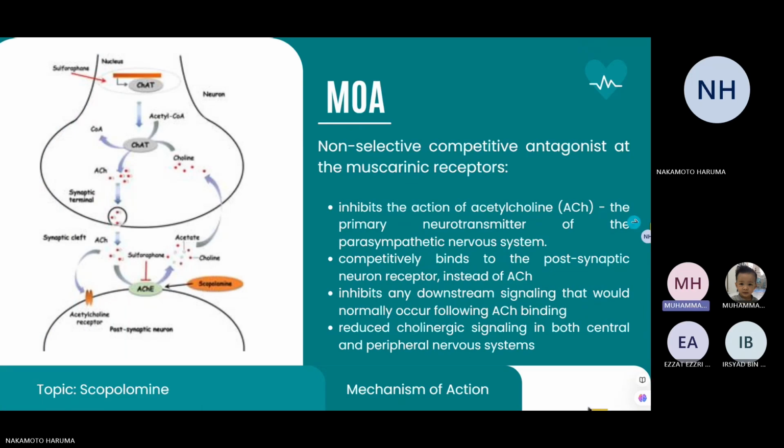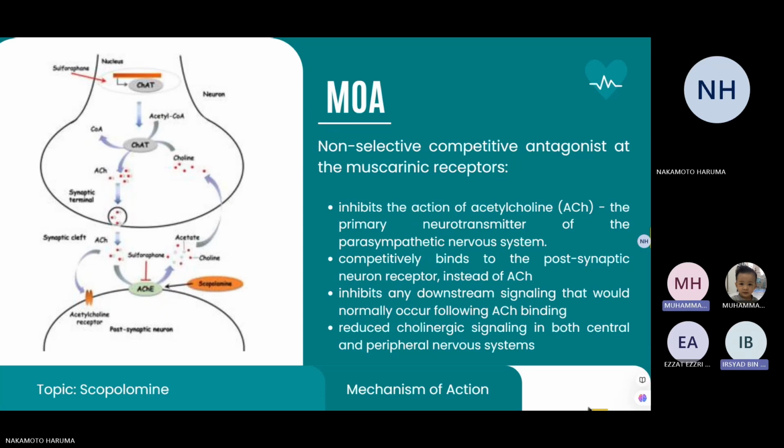Next is the mechanism of action for scopolamine. As we know, scopolamine is a non-selective competitive antagonist. What does it mean? It is non-selective, so it will bind to any muscarinic receptors, not specifically one. But it is a competitive antagonist. What does that mean? It competes with acetylcholine to bind with the postsynaptic neuron, which has the acetylcholine receptor.